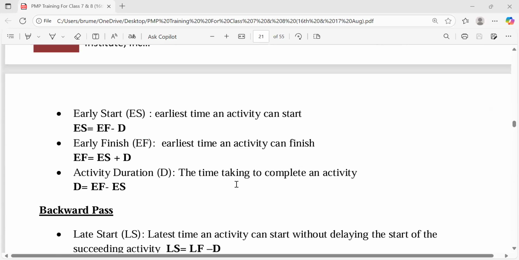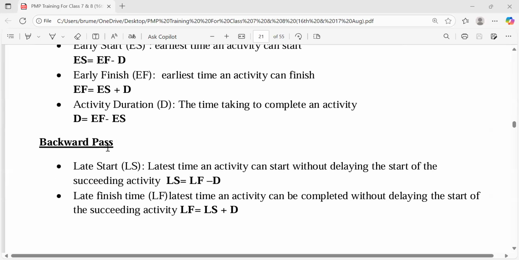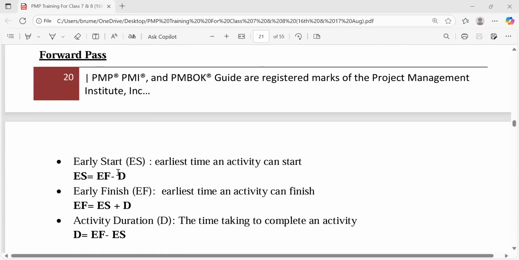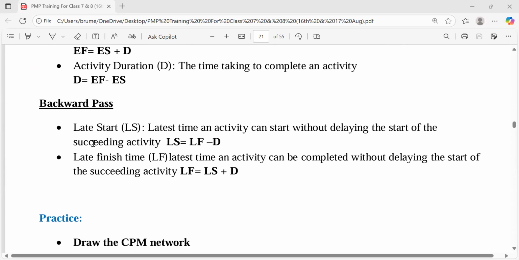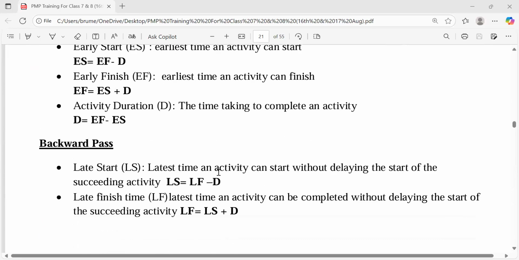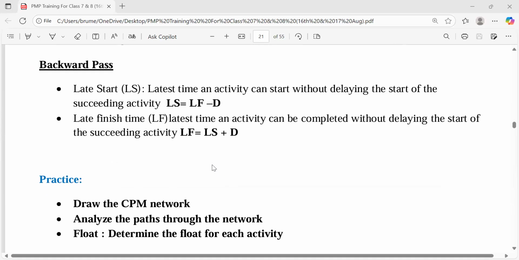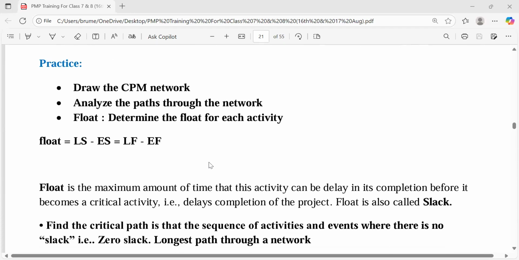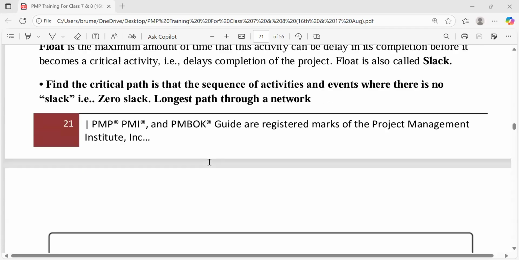That's serious. Okay, you see the backward pass, forward pass, see the backward pass. So you can read later, I'll drop the slide in the group so you can read and then acquaint yourself with everything we have done.